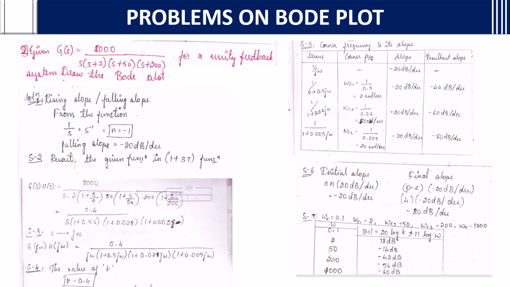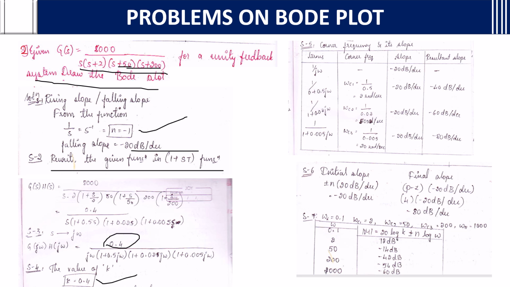Second question, if you see here, the G of s transfer function is given in this way. For a unity feedback system, draw the Bode plot. First you will find the falling slope. That is 1 by s, that is s inverse, so N is equal to minus 1, and you get a falling slope of minus 20 dB by decade. So rewrite the given equation in the form of 1 plus sT. You take common 2 here, 50 here, 200 here, and you will be left with 0.4. So the K value will become 0.4.